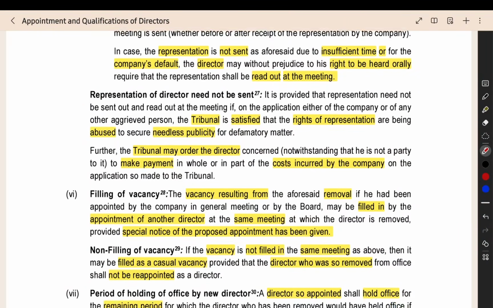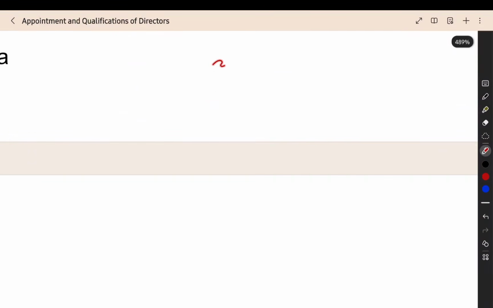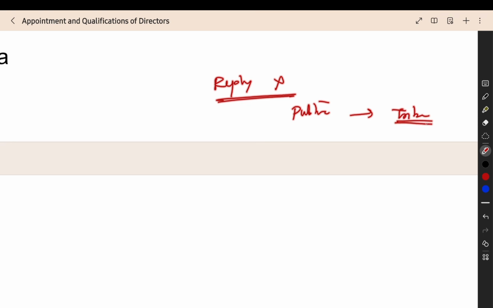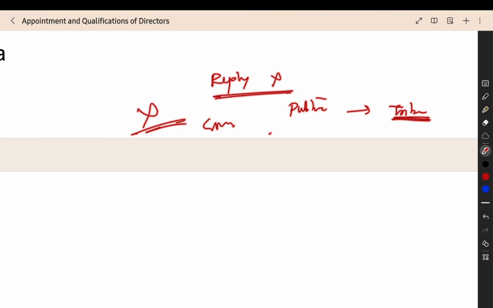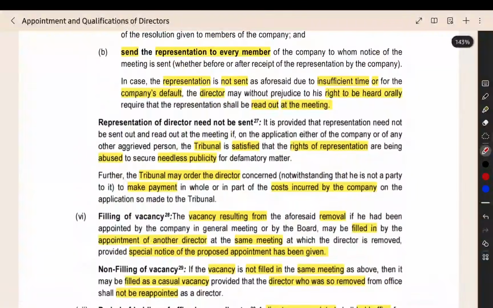But one exception is there. What is the exception? If the tribunal is satisfied that the director is trying to secure needless publicity, that the reply is such that there is nothing proper in it, it is just for needless publicity, then if you convince the tribunal like that, there is no need to read the reply in the general meeting. Normally, the director's reply has to be read in the general meeting if you did not send it as a separate notice to each of the shareholders.